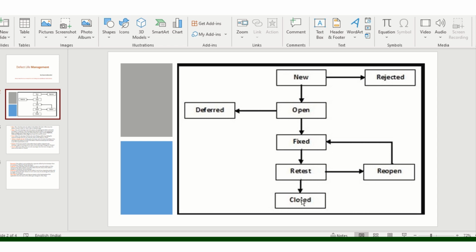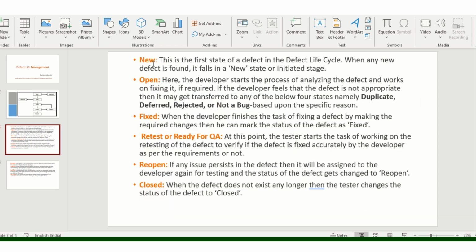In the initial stage, whenever we find a new defect or a new bug, the starting stage is called new, or the initiated stage. Then the developer starts testing, analyzes the defect and works on it. If it is appropriate, he continues to fix the defect.